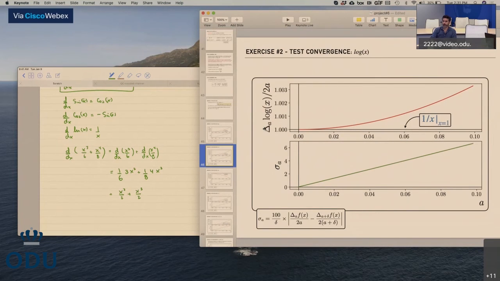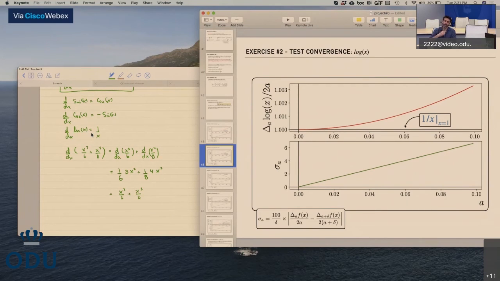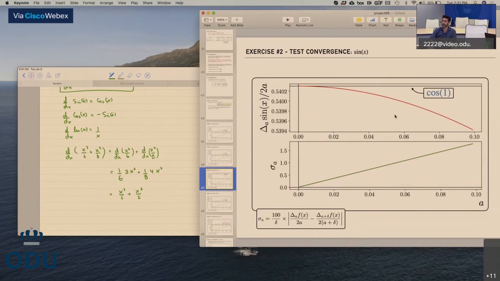I did the same thing for the log, right? So that's this function right here. And I should be getting 1 over x, right? But remember, I fixed x to 1, right? So 1 over 1 is equal to 1. And you see that indeed the derivative of the log is going to 1 as I make a sufficiently small. Good.